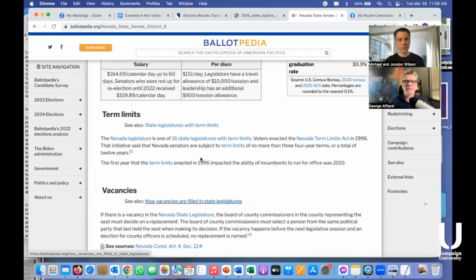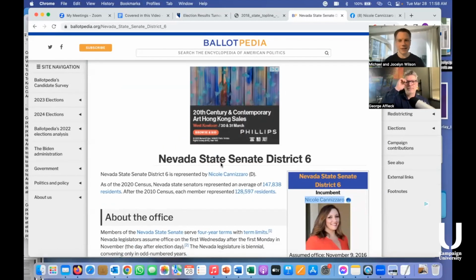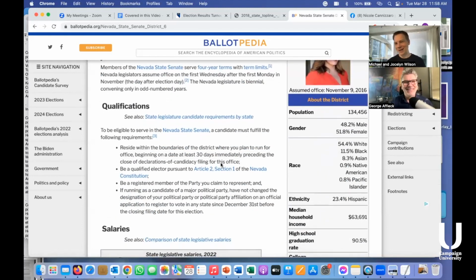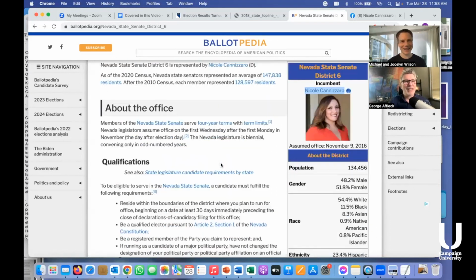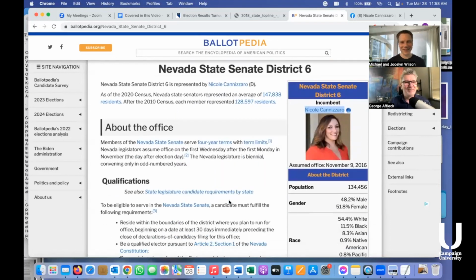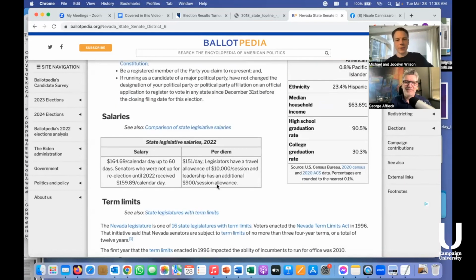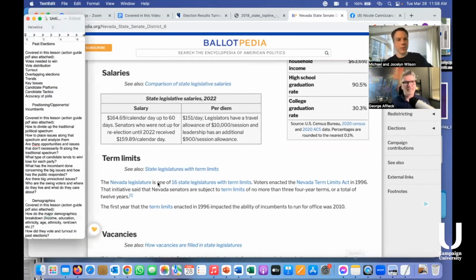So we will go back to our favorite, the Nevada State Senate, 6th district, on Ballotpedia. So back in there, the first things we've pulled out for you to look at are: one, two, three, votes needed to win, vote distribution, and turnout.